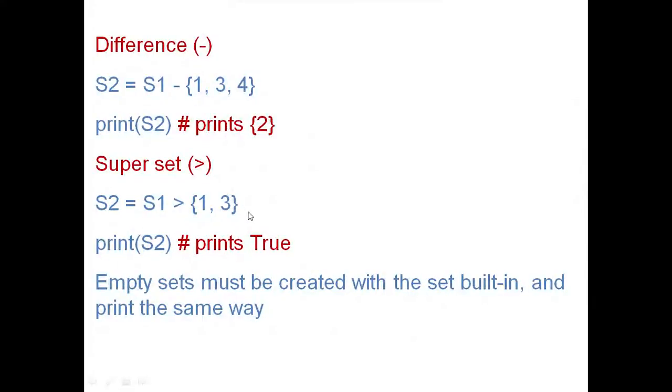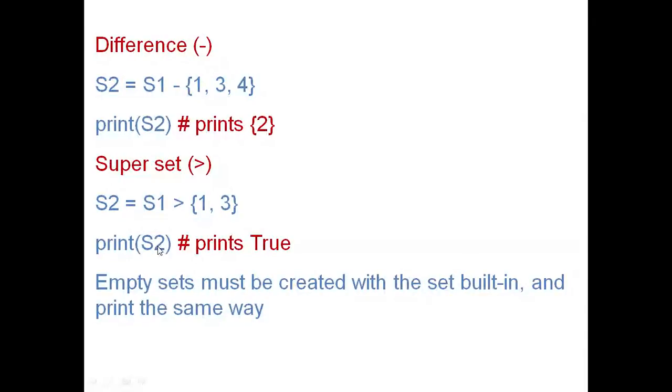And then we have also seen some operations like superset, subset and set theory. Python supports that also. How can you check whether one set is a superset of the other? The greater than operator can be used for it. Now I am saying S2 equal to S1 greater than {1, 3}. It checks whether all the elements here are present in S1. Actually S1 is {1, 2, 3, 4}, so both 1 and 3 elements of this set are in this set. So it will return true. When I print S2, it will say true.